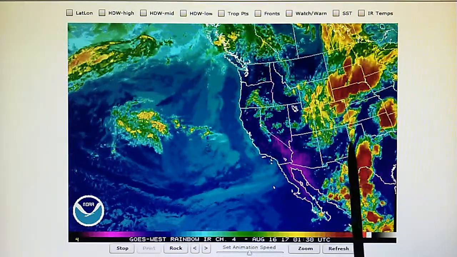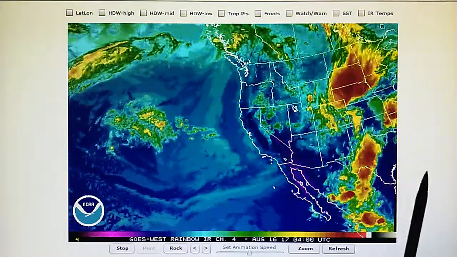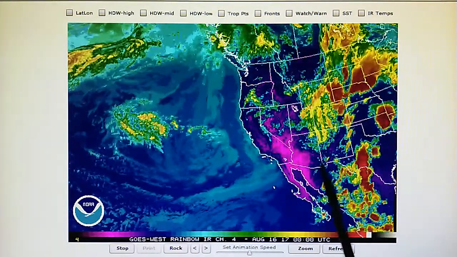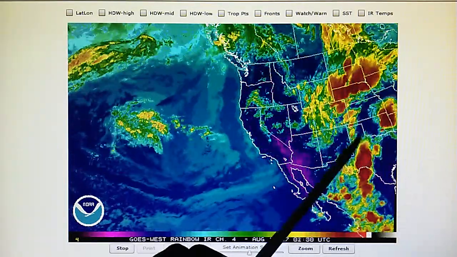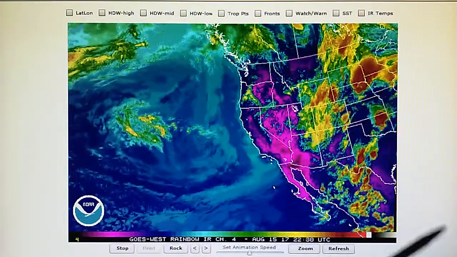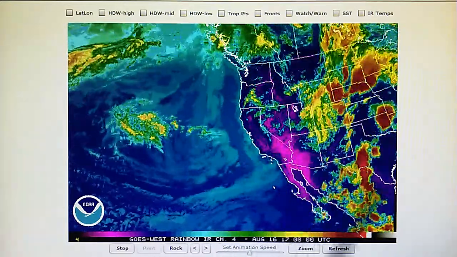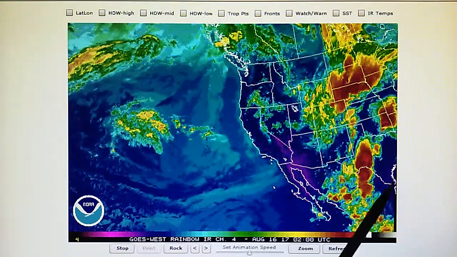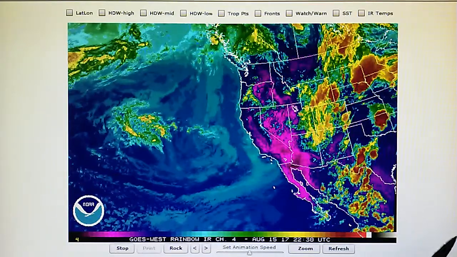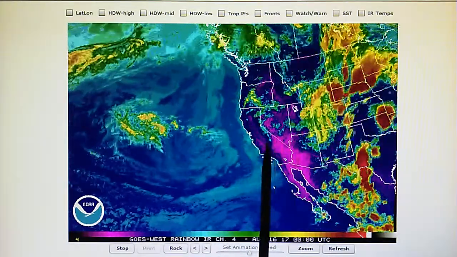Right here, we can see the path, which is not really blockaded. Later in the loop, that blockade firms up and continues blocking the monsoonal moisture that should be moving up into Arizona and California and New Mexico. So we can see that happening in the last several frames of this loop. So this is all the rain that California should have gotten last night.